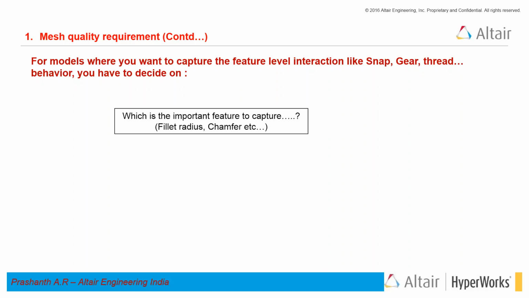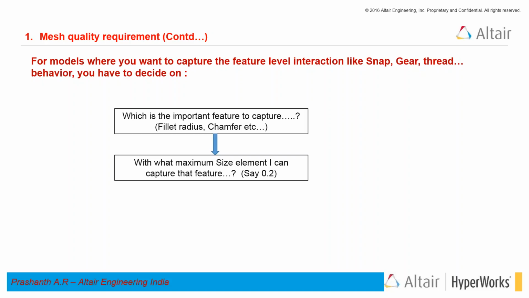Now if I have a snapfit, and if that snapfit is sliding against a stopper, then for me that radius becomes very important. If I don't model that properly, then I may not get the right physics. So I have to capture that. Likewise, you may have many features like that. So first you have to identify which are those features which you have to capture, so that you can capture the physics properly.